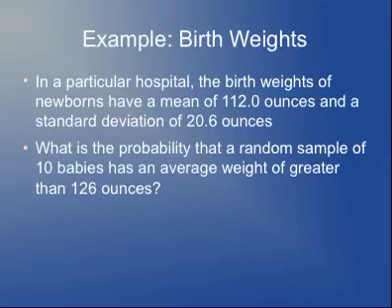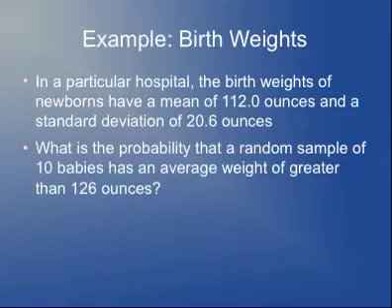The first example is where we're using the mean of a population and using that to calculate statistics about a certain sample that's collected from the population. In a particular hospital, the birth weight of newborns has a mean of 112 ounces and a standard deviation of 20.6 ounces. We want to know the probability that a random sample of 10 babies has an average weight of greater than 126 ounces. So we know mu, the population mean, and we're trying to calculate a probability for the sample mean.